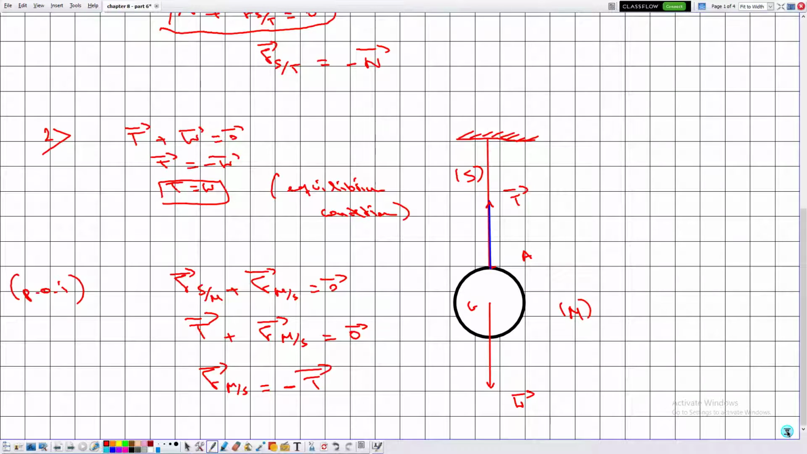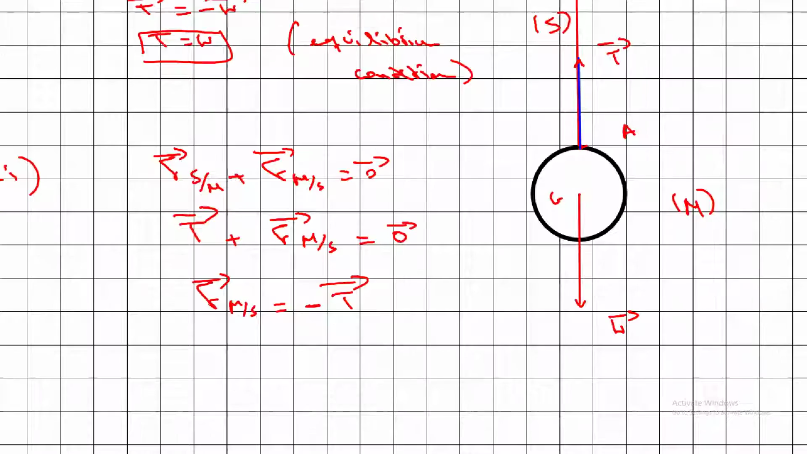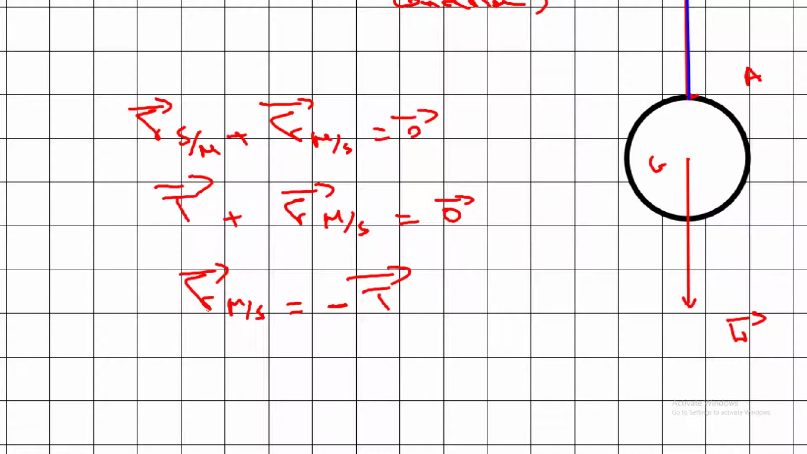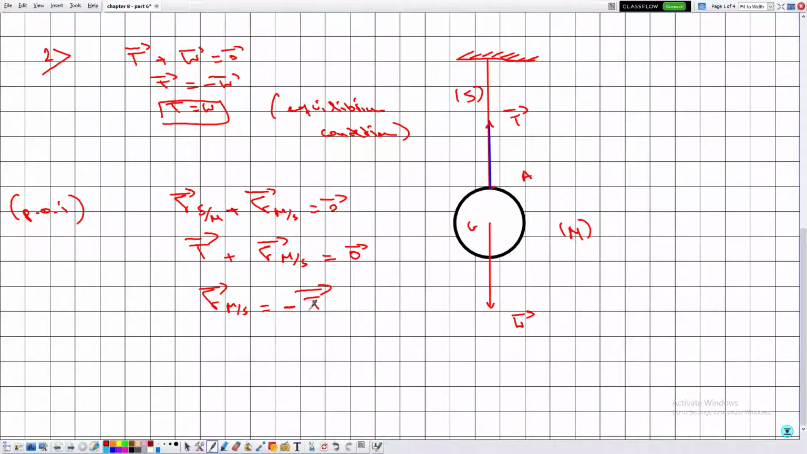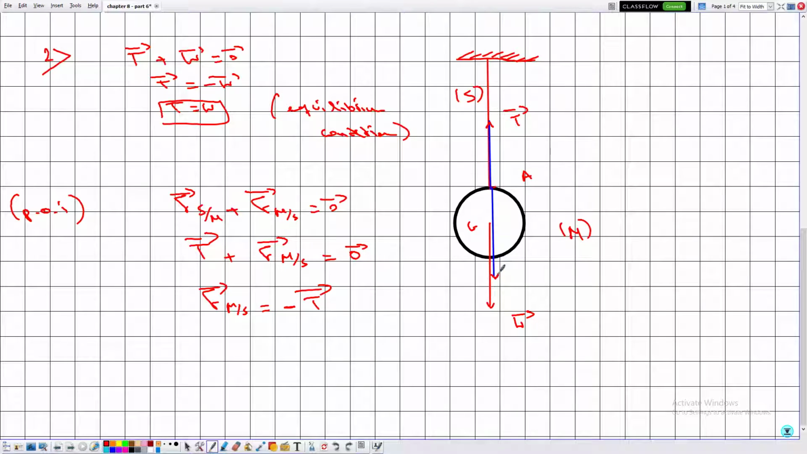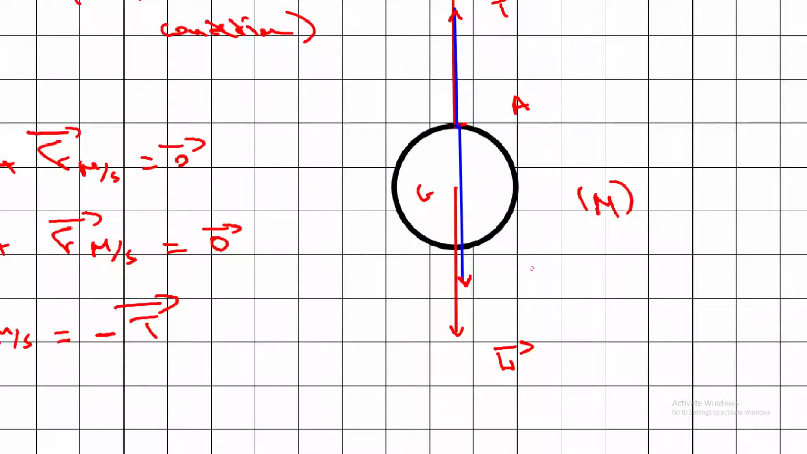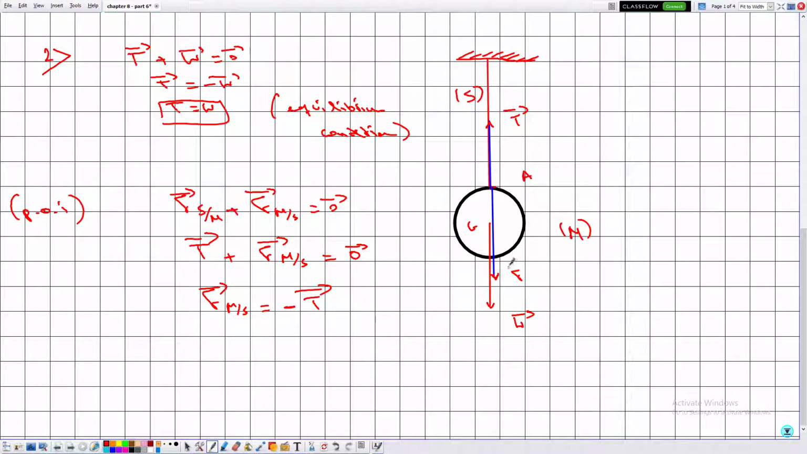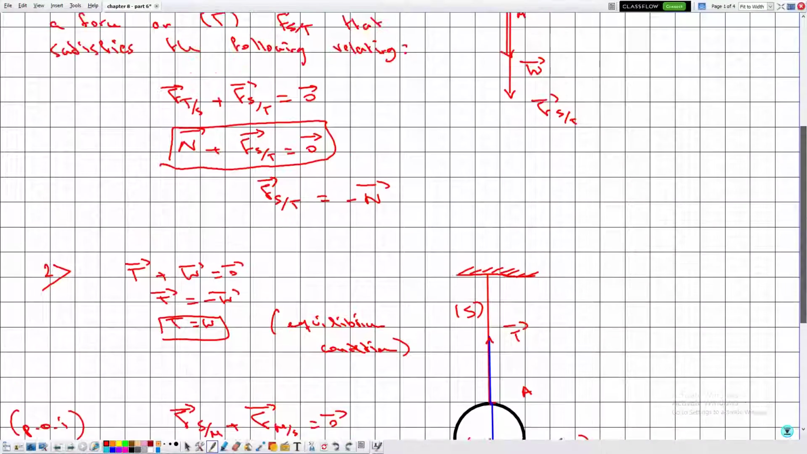Okay? So what does this equation mean? That the force exerted by the mass on the string has the same line of action as T but opposite direction and same magnitude. So it will be something like this. So this is the force F caused by M on S. Okay? Now this is the principle of interaction.